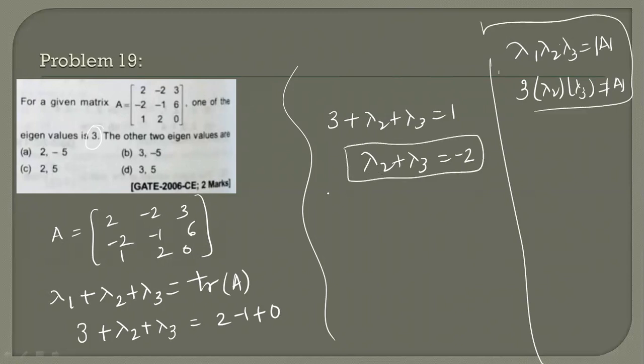If you see the options, option D is not going to be correct because 3 plus 5 is not minus 2. 2 plus 5 is again not minus 2. 2 plus minus 5 is not minus 2. 3 minus 5 is minus 2. It means this option is true. If you are interested in finding lambda 2 and lambda 3 separately, you can use this result: lambda 2 lambda 3 will be 1 upon 3 determinant of A. You find the determinant and then solve for lambda 2 and lambda 3. But with the help of this equation only, you can choose the correct option in this question.